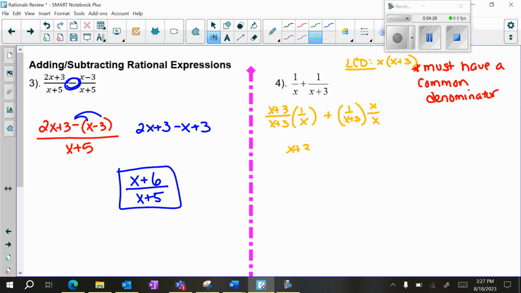So I have x plus 3 over x times x plus 3 plus x over x times x plus 3. Denominators now match, so I can keep them and write everything as a singular fraction. X plus 3 plus x. Combine my like terms. I'm left with 2x plus 3 in the numerator over x times x plus 3.